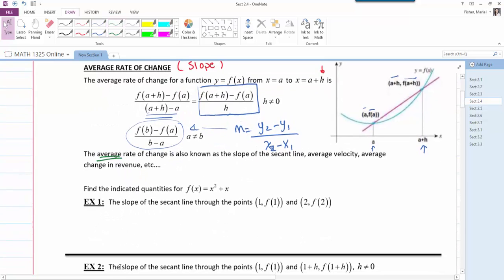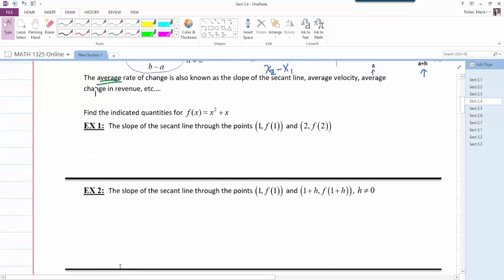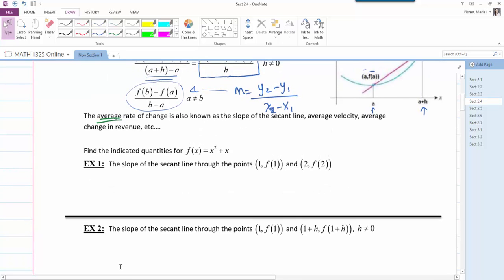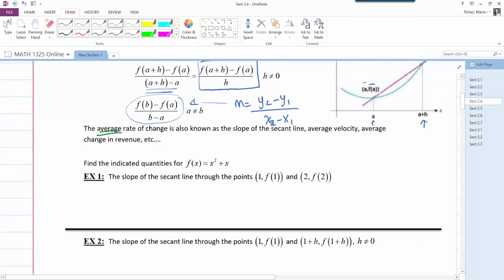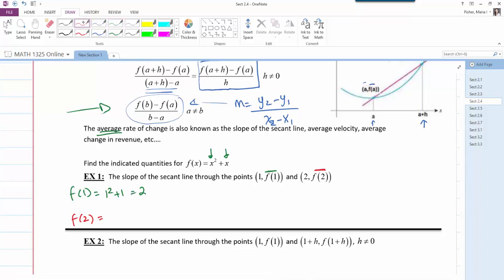So let's find the indicated quantities for the following. Let's say your function f of x is equal to x squared plus x, and I want to find the slope of the secant line that passes through the points 1 comma f of 1 and 2 comma f of 2. How do I do that? The slope of the secant line is this thing, so I need to figure out what f of 1 and f of 2 are. f of 1 is a function value: everywhere there's an x in my f of x, instead of writing x, I write 1. So 1 squared plus 1 equals 2. So f of 1 is equal to 2.